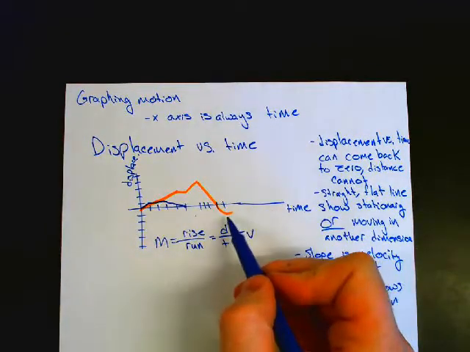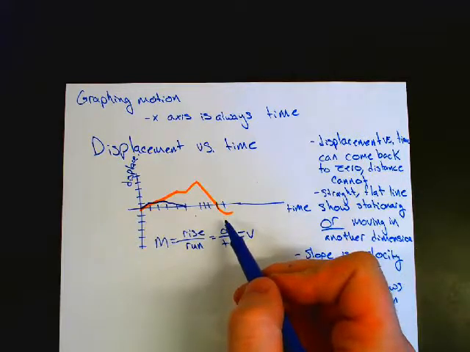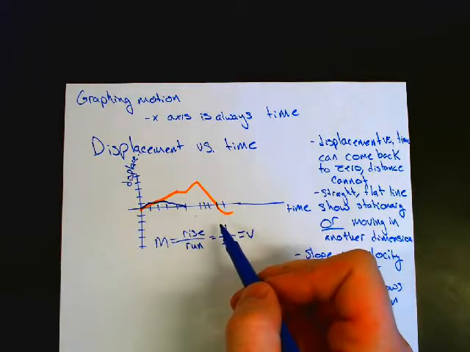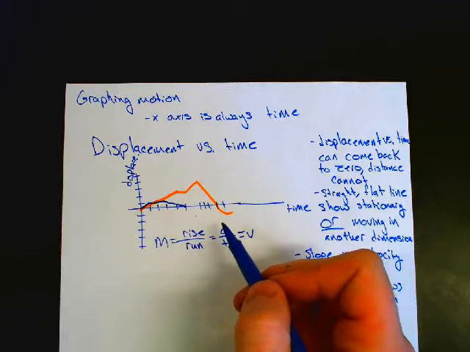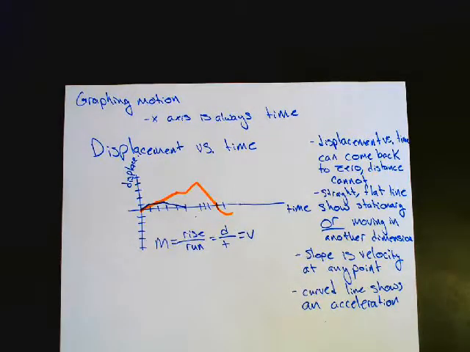If it's curving to a lower slope, then you're slowing down. If it's curving to a higher slope, you're speeding up. Okay? It doesn't matter if it's getting more positive or more negative. Getting greater absolute value is faster. Getting lower absolute value is slower. Good?